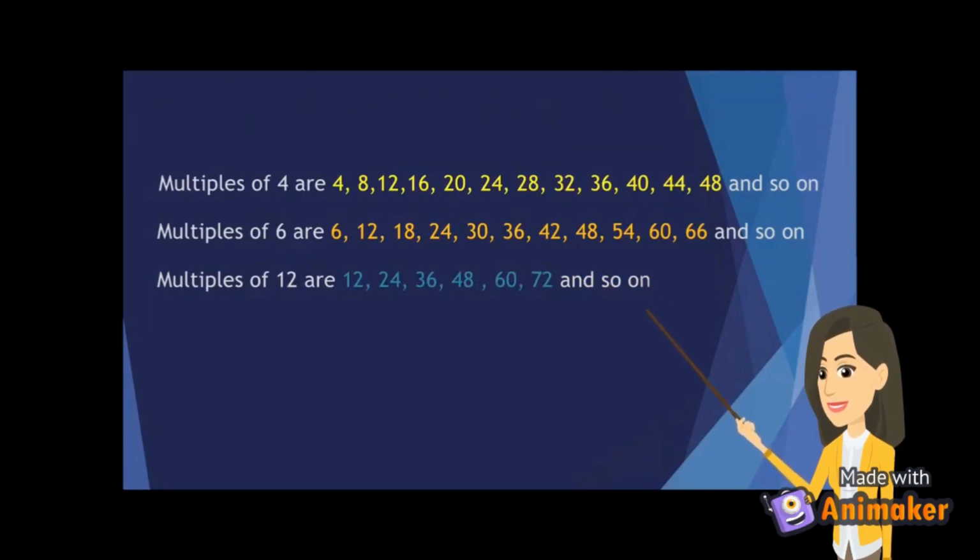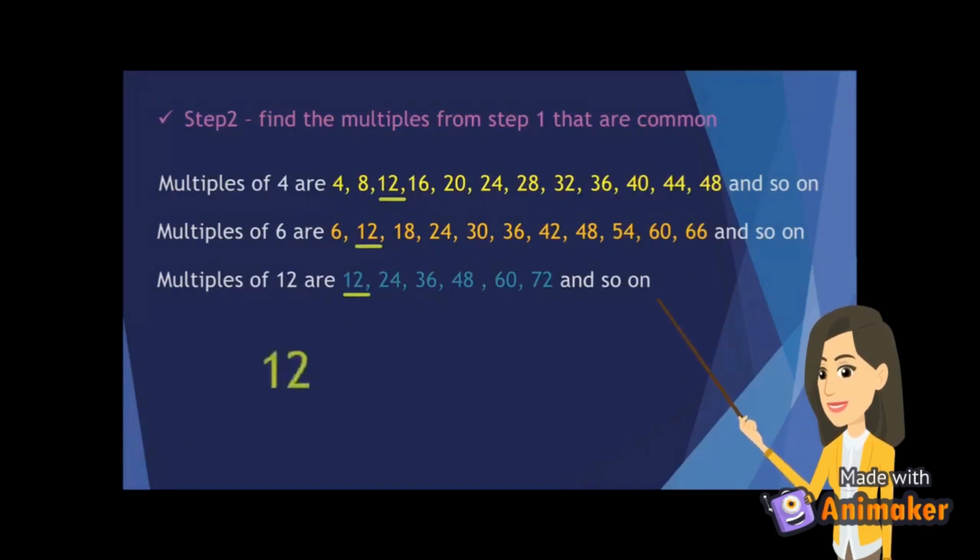Now we execute step 2, which is finding the multiples from step 1 that are in common. What do we see? 12 happens to be the common multiple. Then what is the next one? 24. Yes, that too is a common multiple. And we can find further common multiples, which are going to get higher and higher.